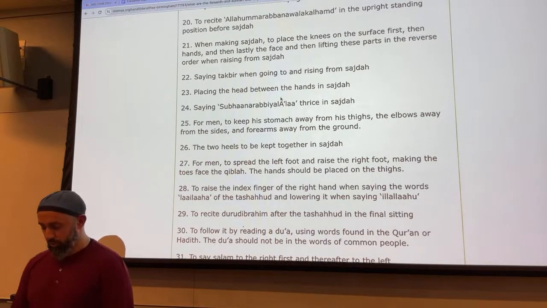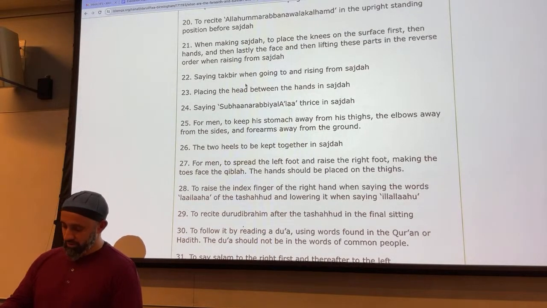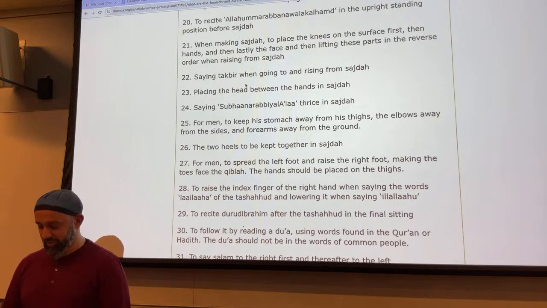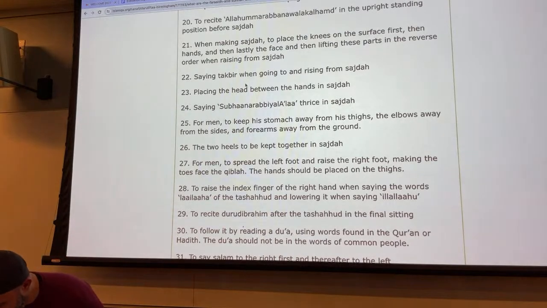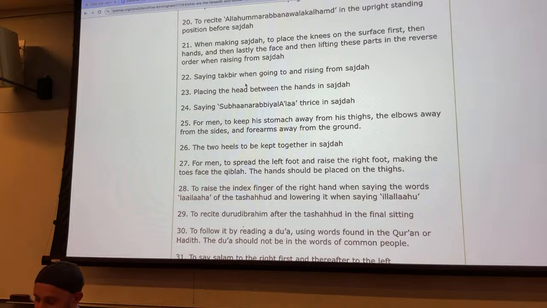Then you're going to go 22. When you're going from the prostration and rising from it, you're going to say a takbir. You place the head between the hands, 23, in the prostration. Whilst in the prostration, you're going to say this invocation, Subhana Rabbi al-Ala, glory be to my Lord the Most High. Right? And you want to think about this now in terms of postures, because in the bowing, what did we say? Do you remember? Subhana Rabbi al-Azim, right? And now in prostration, Subhana Rabbi al-Ala.